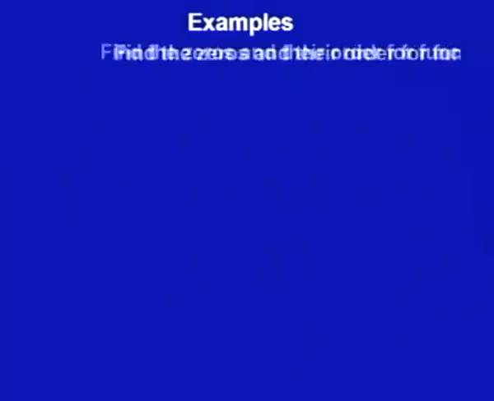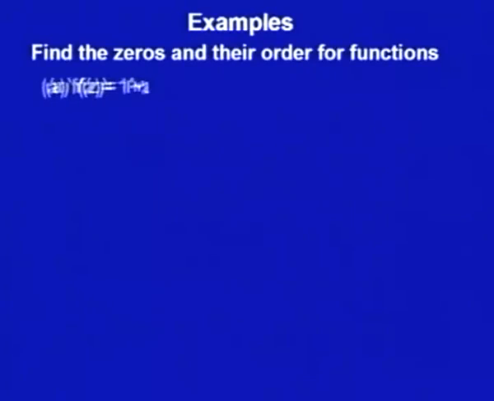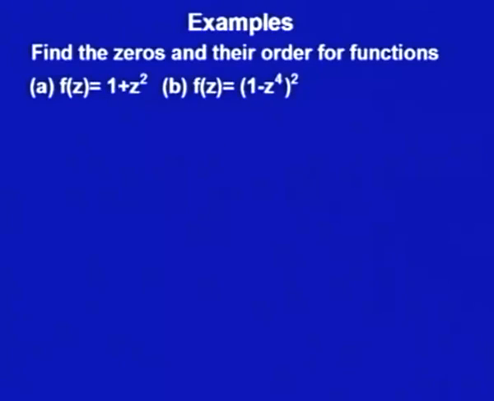Let us see some examples. Find the zeros and their order for the functions 1 plus z square, (1 minus z to the power 4) whole square, and sin z. Let us do one by one.